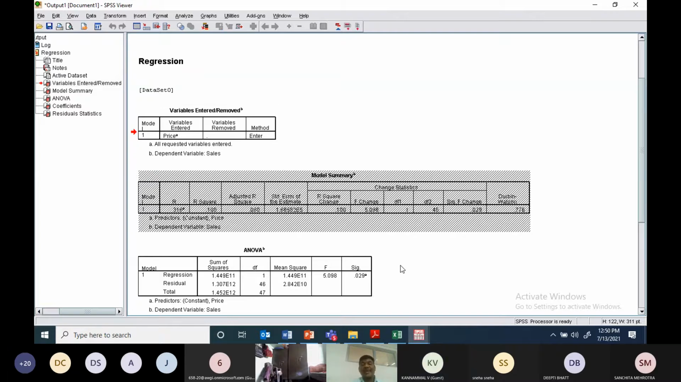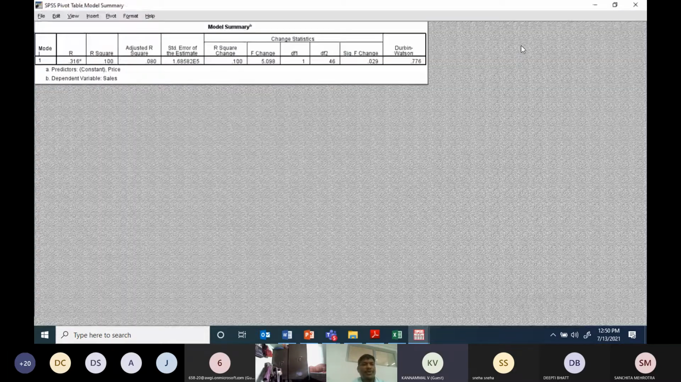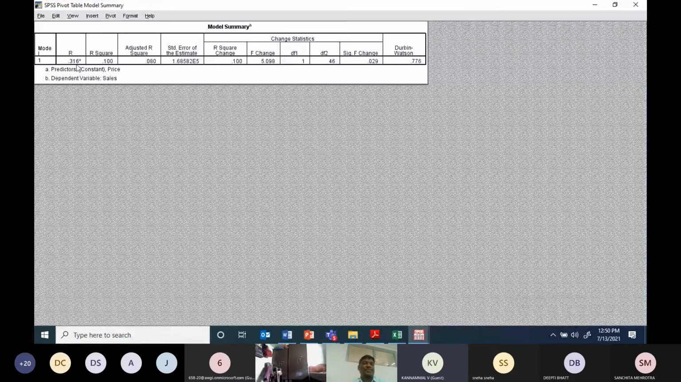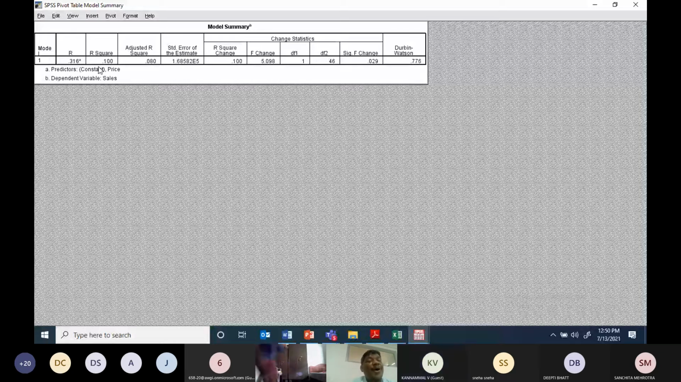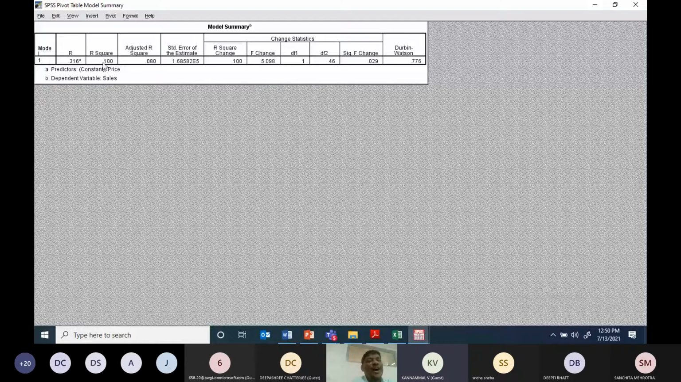Please make a note. R square is equal to 316. Oh, sorry, this is the R correlation coefficient. Here R square is 0.10. I thought it was 1 actually. That is the problem with SPSS, it adds the 0 before that. So you can go for 0.10, just 10%. Please make a note. I'll come back to that.